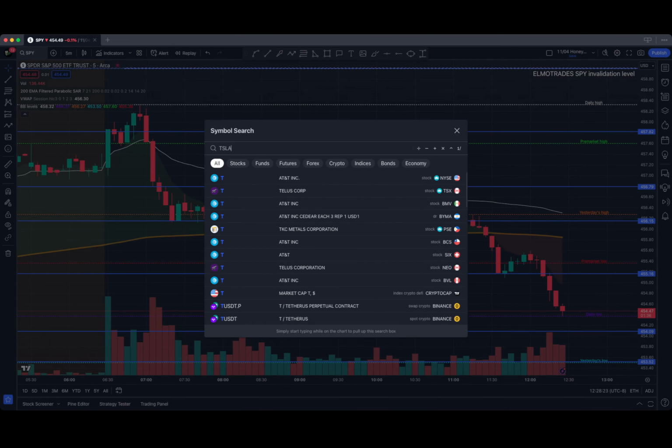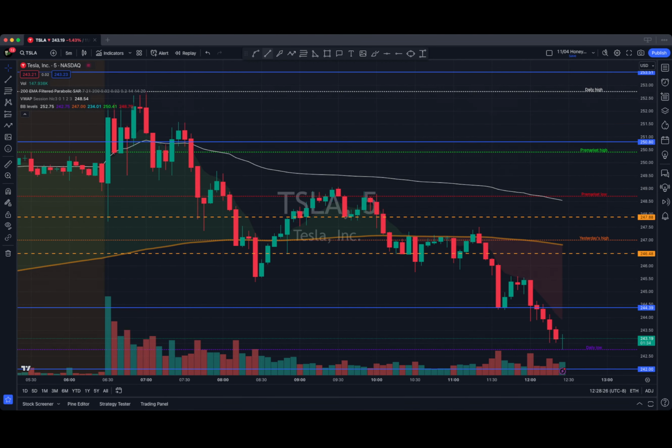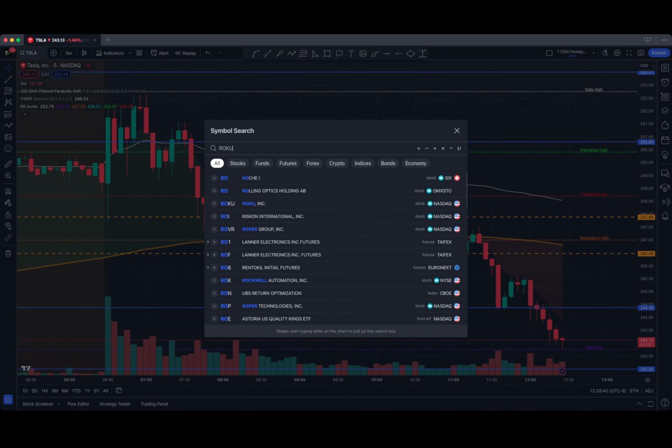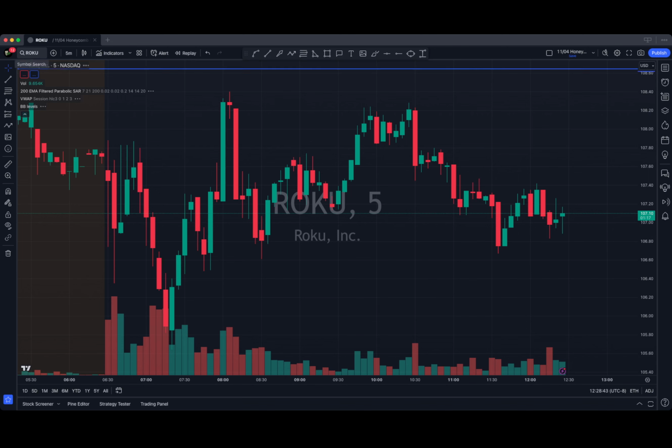As I mentioned, Tesla was just downhill. Never got out of making these lower highs. Not one higher high or higher low. Not one. So the trend never changed on Tesla all day long.